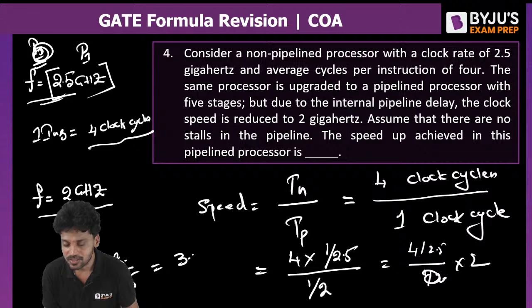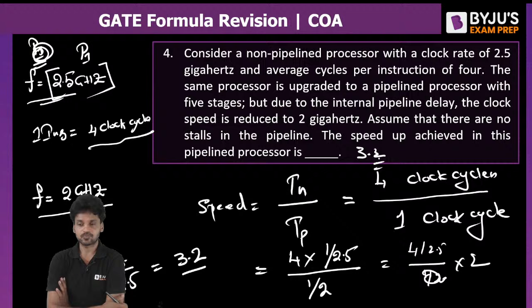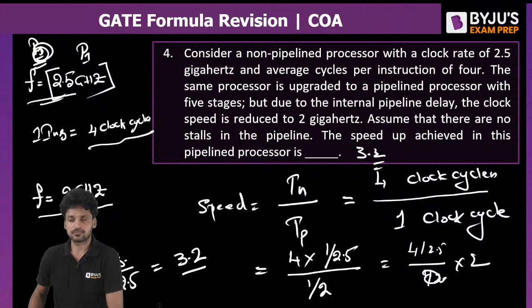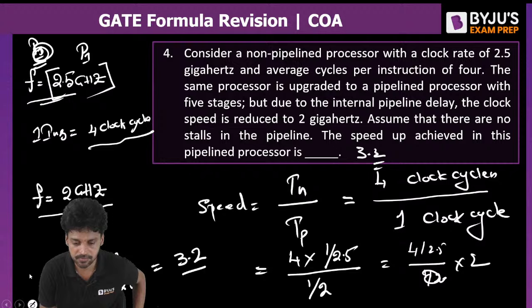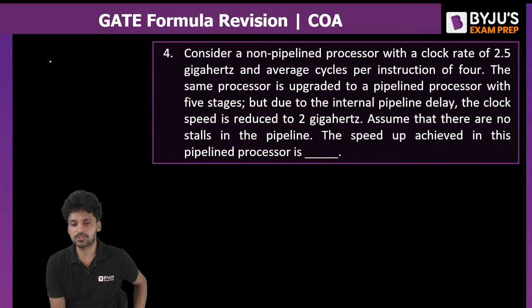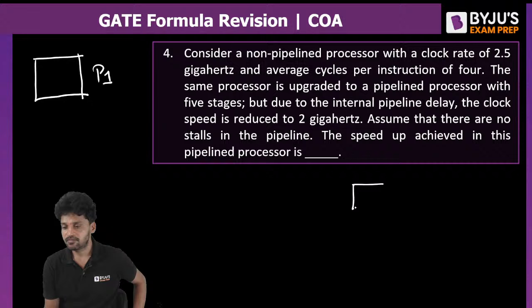Am I clear? All of you. Am I clear or do you want me to repeat? Yes, Manasa, sure. I will repeat it one more time. Understand carefully. There are two processors. Manasa, understand this. This is the first processor. It is a non-pipeline processor, which is a plain processor, I would say P1. There is one more processor which has 5 segments.